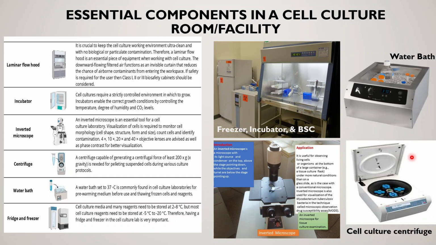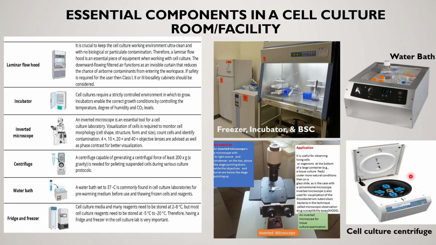And then we have an inverted microscope, which is used to visualize the cell size, cell number, density, morphology, or any possible contamination that might be arising in your cell culture plates. And then we have a cell culture centrifuge, which is used to pellet down the cells which you get after detaching them from the culture plate, trypsinizing them, and flooding with media to get a cell suspension.